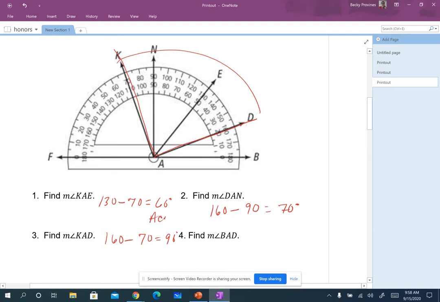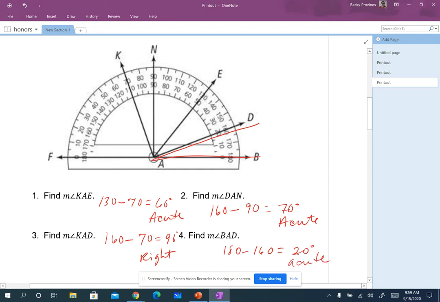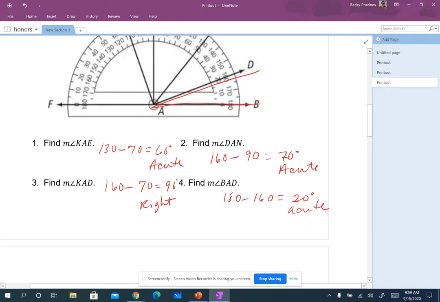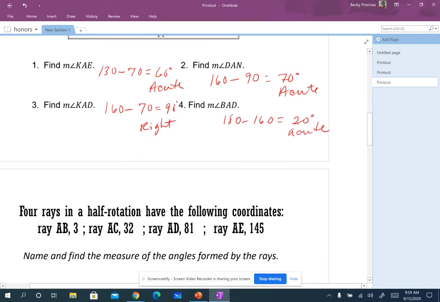All right, let's go back. We know the first one is acute. The second one is acute. This is a right angle. And let's find the last one. BAD. Lots of acute angles today. 180 minus 160 is 20 degrees. And again, this is acute. Now, on these, there's not going to be any margin of error because you're just subtracting.